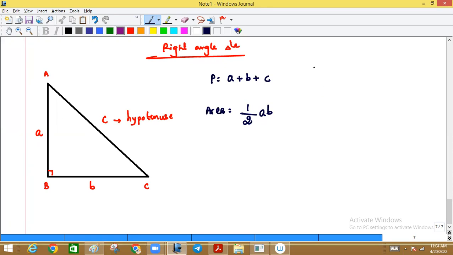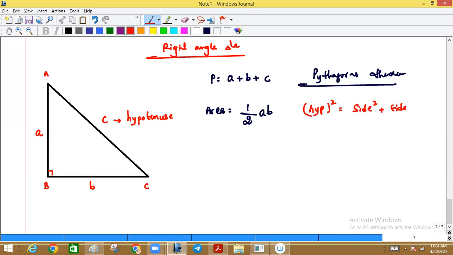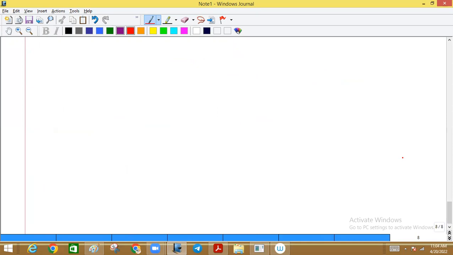What do we know about right angle triangles? What does the Pythagoras theorem say? Hypotenuse square is equal to side square plus another side square. Side square plus side square means A square plus B square is equal to what? C square. Let me give you the basic triplets which satisfy that rule.